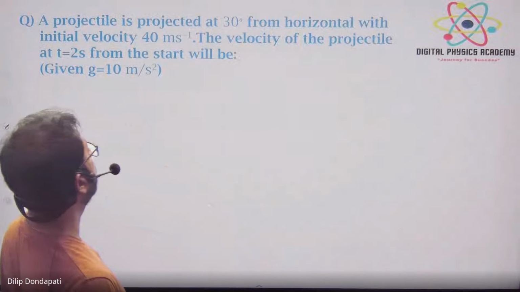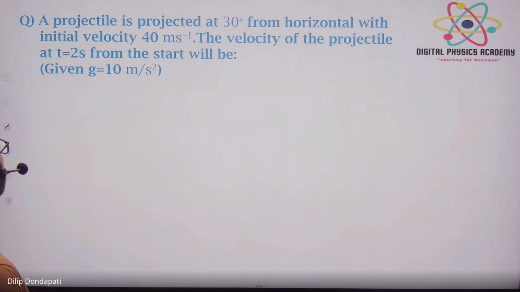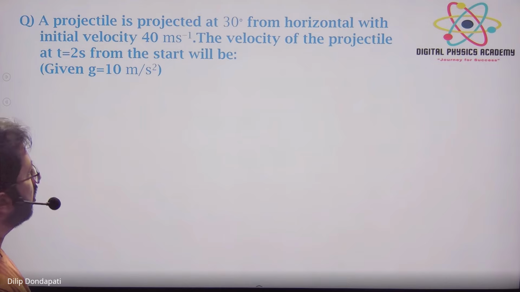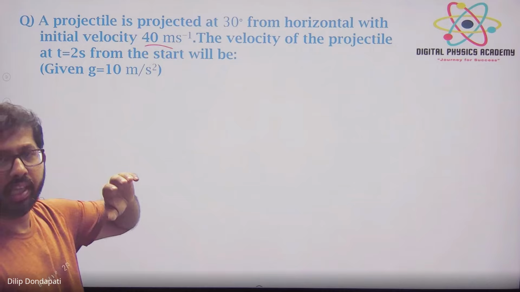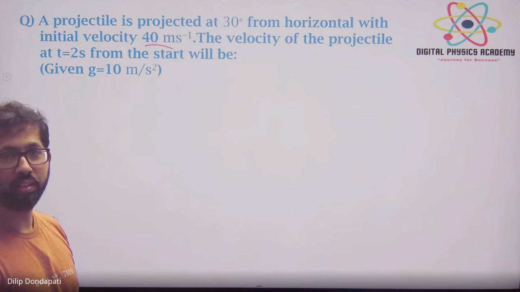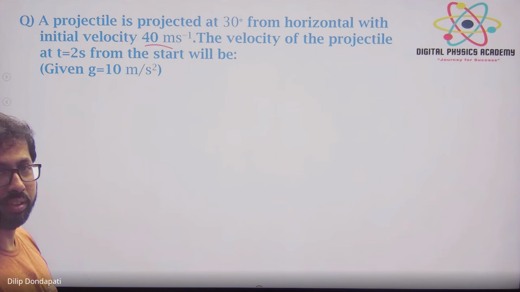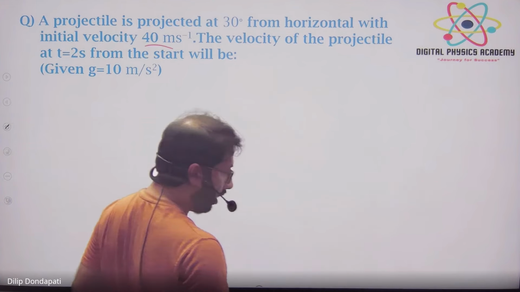So the velocity is 40 meters per second at t equal to 0. Look at the given question: a projectile is projected from the horizontal with an initial velocity of 40 meters per second. Initial velocity means u. Sir, is horizontal the x-axis or y-axis? Horizontal means x-axis only. Vertical is called the y-axis. I'll give options. Try it.